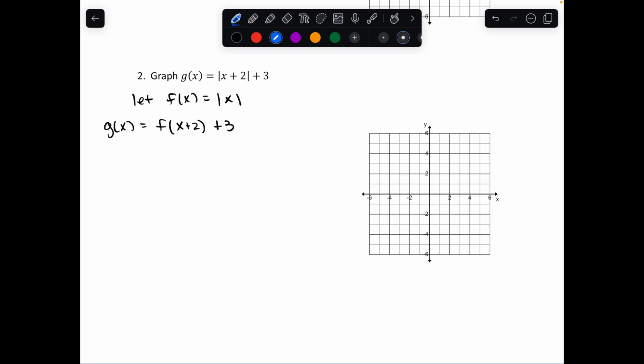So what is happening to my function? Well, I'm taking my input and I'm adding 2. So I'm shifting my function 2 units to the left. And now the other part is a plus 3. So we're going to shift my graph up by 3 units.